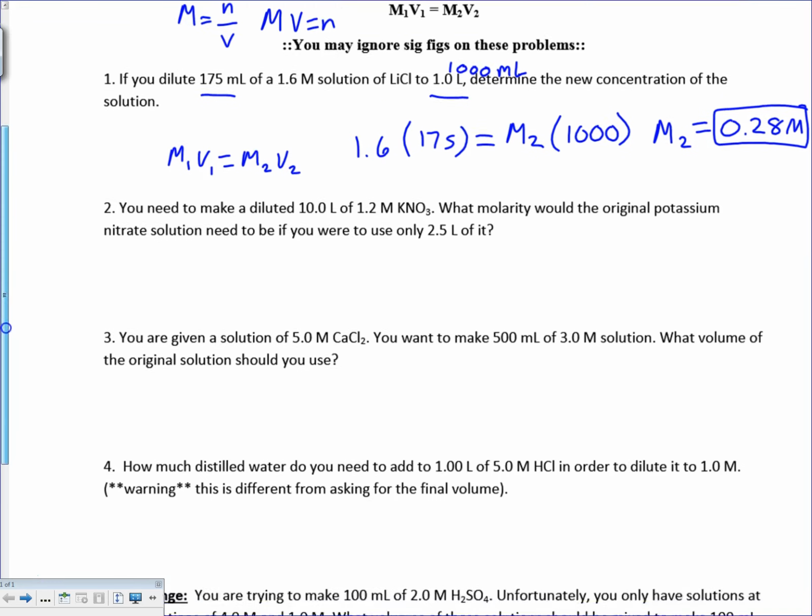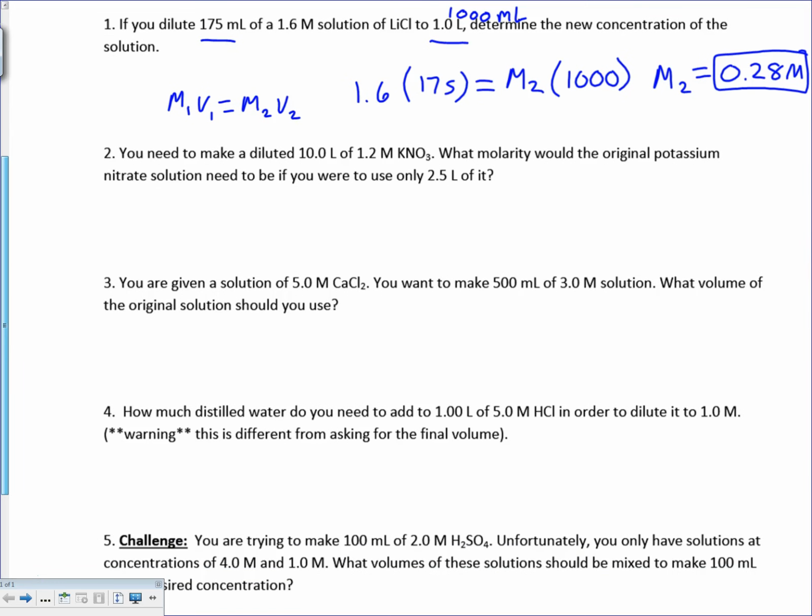For problem number 2, this one says you need to make 10 liters of diluted 1.2 molar KNO3. What molarity would the original potassium nitrate solution need to be if you were to use 2.5 liters of it? So we've got an original 2.5 liters of concentrated solution, and we're going to dilute it down to 10 liters. This one's kind of backwards a little bit. It gives you the final information first, and we're trying to figure out what the original molarity is. So M1 is what we're looking for.